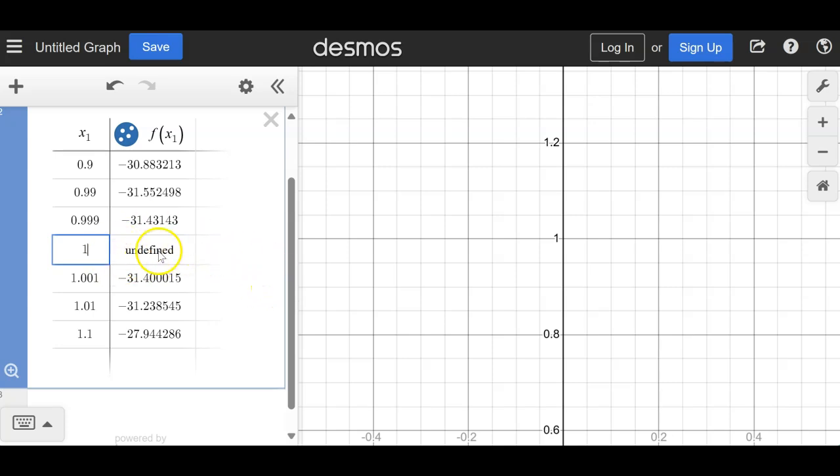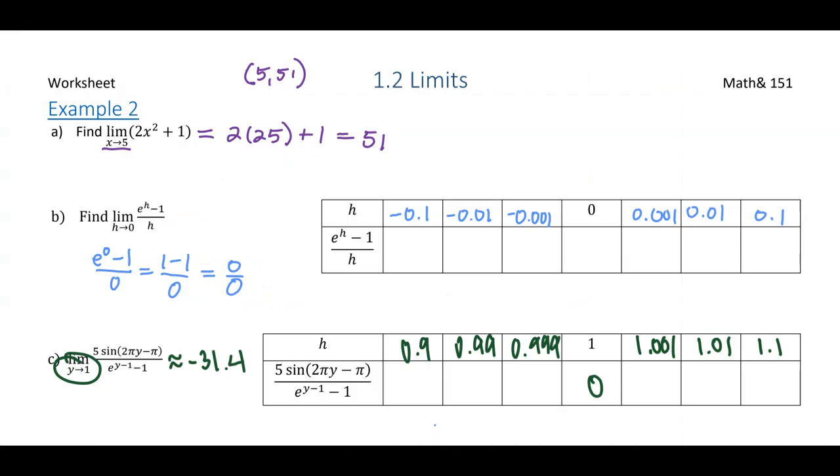So it is undefined. And if you check that by hand, you should see that you're getting a 0 over 0 again. So remember that 0 over 0. That's called an indeterminate form. Those are fascinating because anything can happen. It could be undefined, it could be infinite, it could be 0, it could be 1, it could be anything at all. So these we really like to check out. They have possible removable discontinuities. Okay, so that's finding limits numerically.